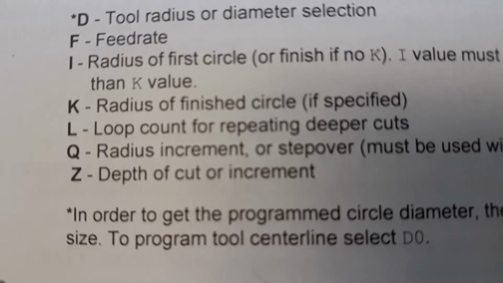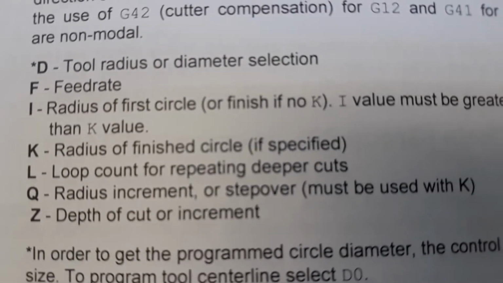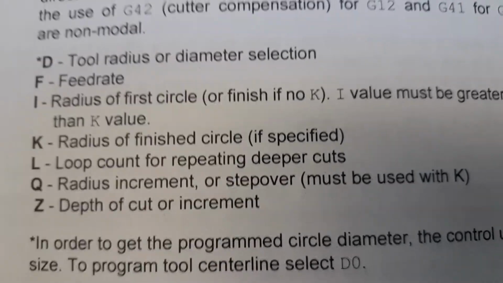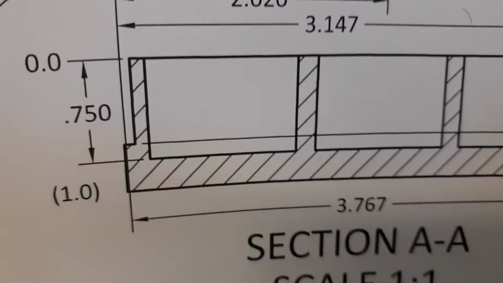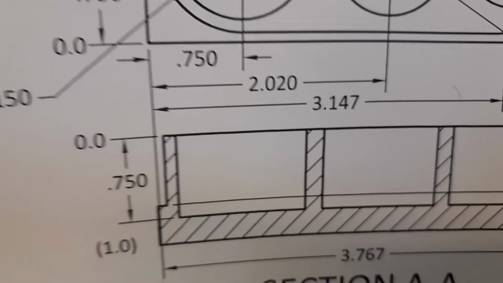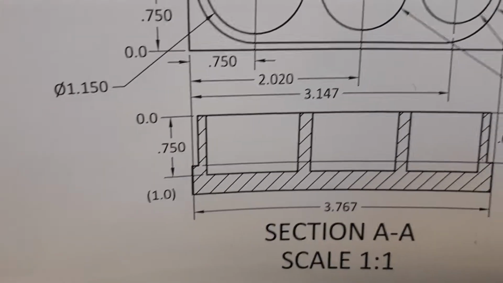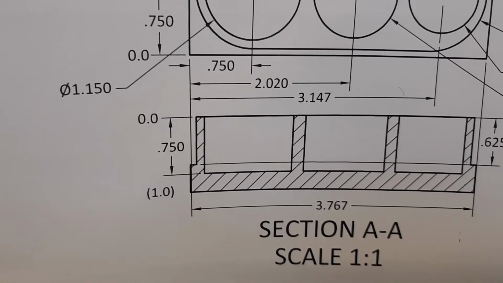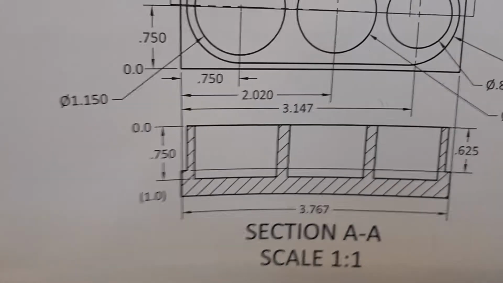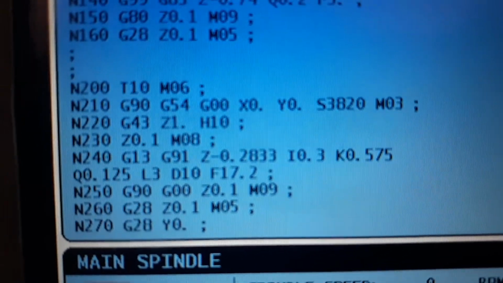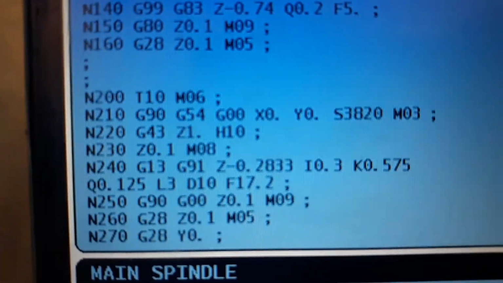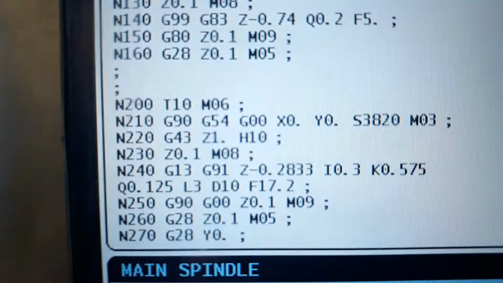Z is the depth of cut or increment. Since we're using a loop cut, we're going to make that 1/3 the total cut. The pocket is .750 deep, but we're going from 100 thousandths above, a total distance of 850 thousandths. Divided by 3 to have 3 incremental cuts gives us 283 thousandths and 3/10.